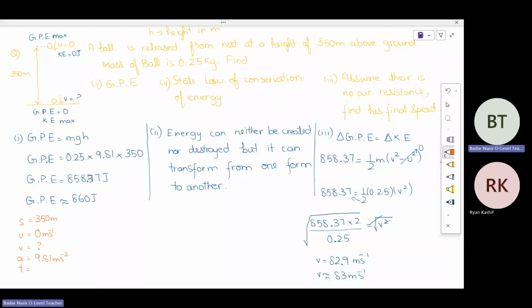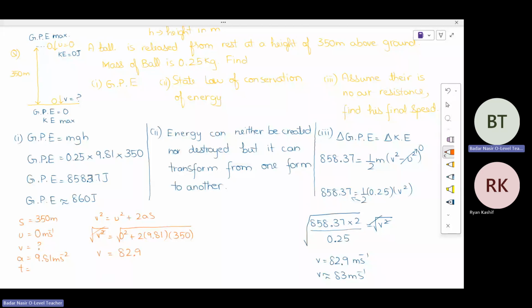So if I have to find V, and S, U and A are known, can I use any equation of motion? Yes. Please use the third equation of motion, which is V squared equals U squared plus 2AS. The final velocity is to be calculated: 0 squared plus 2 times 9.81 times the displacement, 350. So we take the square root on both sides. Please tell me, what is the final answer we get through this method? 72.9. Exactly. So we get the same answer, right?